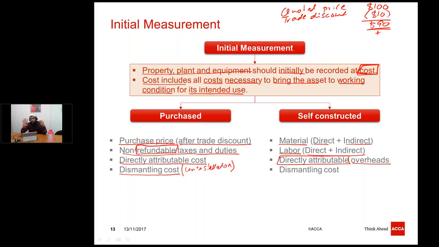Material, direct and indirect, both will be capitalized. Labor, direct and indirect, both will be capitalized. But overheads, only direct overheads will be capitalized. Indirect overheads will not be capitalized.